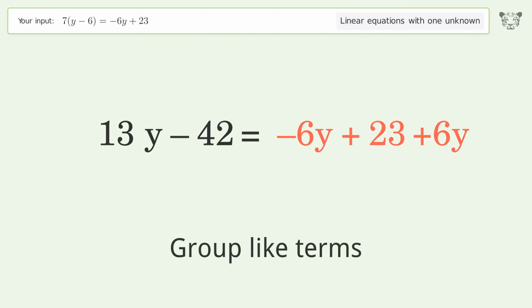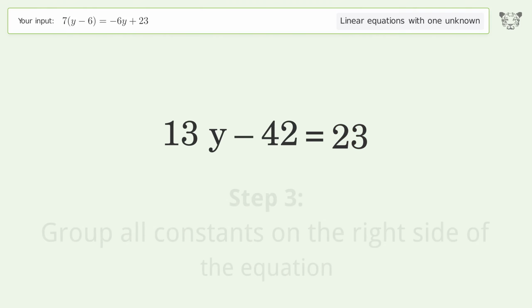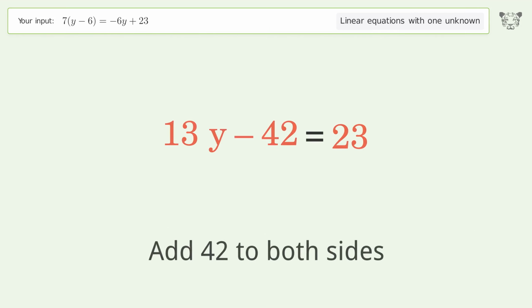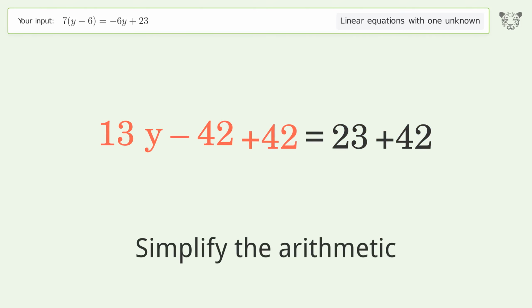Group like terms. Simplify the arithmetic. Group all constants on the right side of the equation. Add 42 to both sides. Simplify the arithmetic.